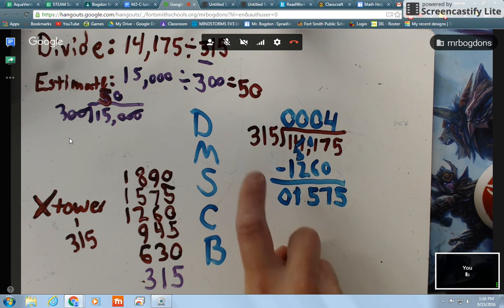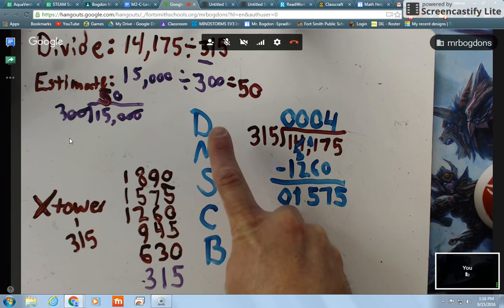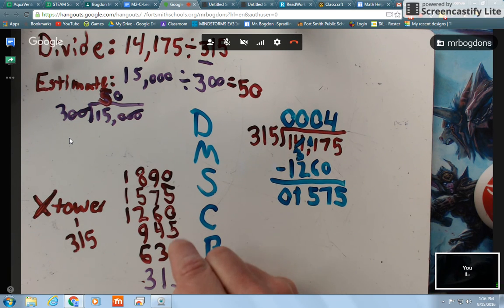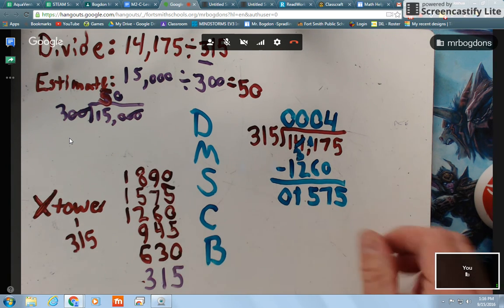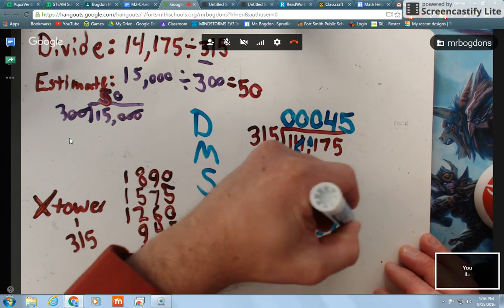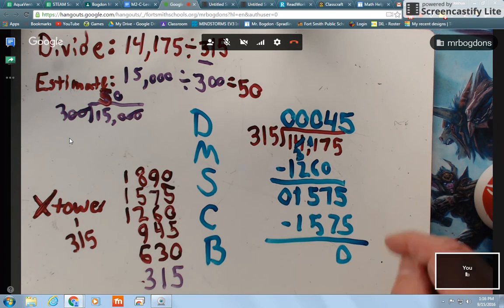How many times will 315 divide into 1,575? 1, 2, 3, 4, 5. Excellent. Subtract. Remainder of 0. I'm done.